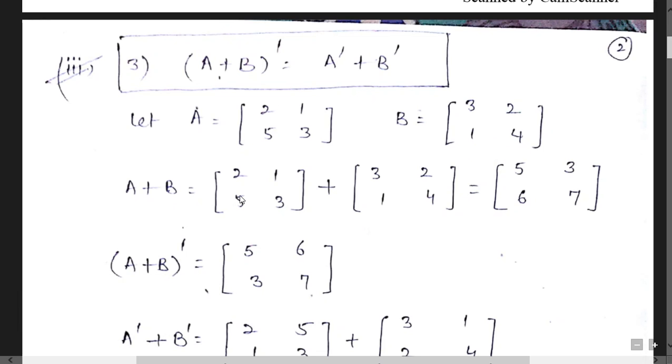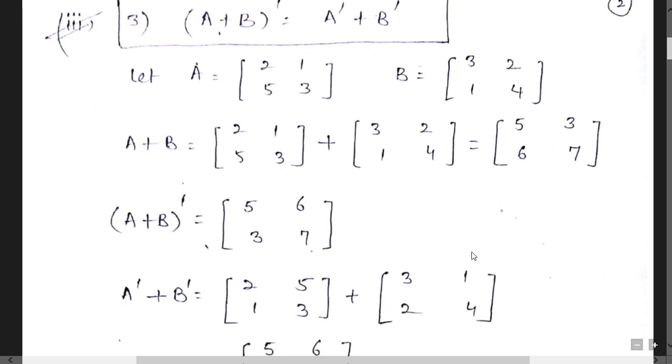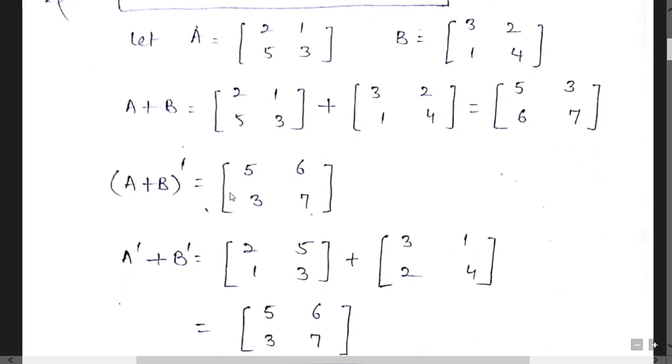Now what is the value of A plus B? 2 plus 3 is 5, 1 plus 2 is 3, 5 plus 1 is 6 and 3 plus 4 is 7. Simple addition. Then converting row into column and column into row, 5, 3 is converted into first column and 6, 7, the second row, is converted into second column. It's A plus B transpose.